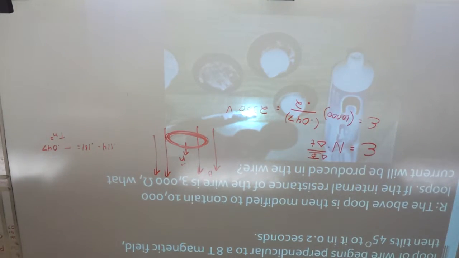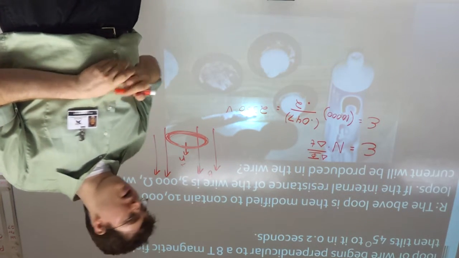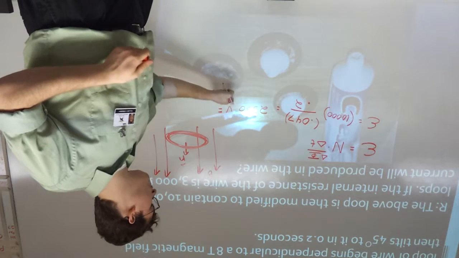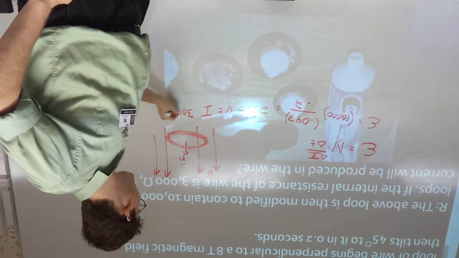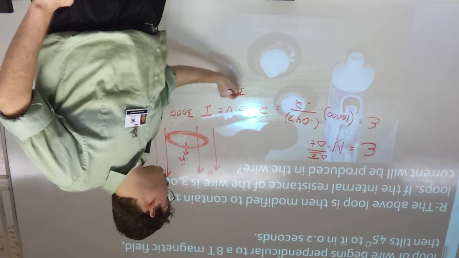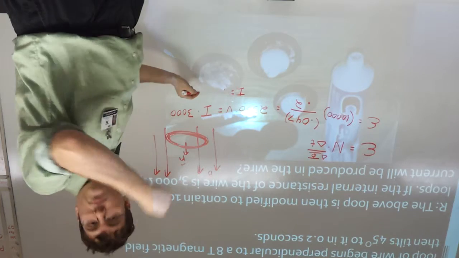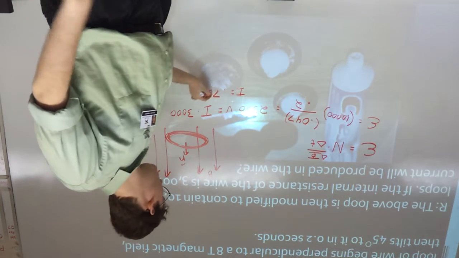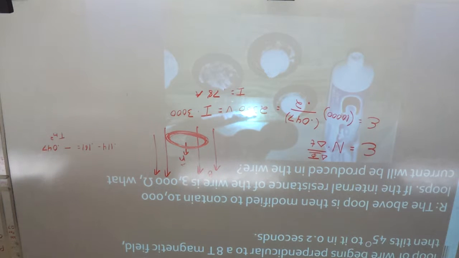Okay, is that our answer? Not quite. It's asking for the current. V equals IR. This is our voltage equals the current times resistance, 3,000. So what's our current? Let me think about this. 0.78 amps. 0.78 amps is our current. Okay? Anybody have any questions?